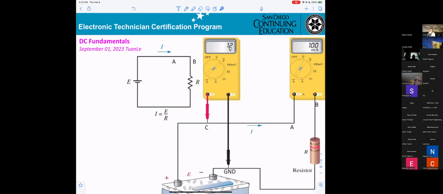But that never happens at work. Working in a company, you never measure the current. Why? When you want to measure the current, you have to break the circuit, and that's not allowed. So normally, if they want the current, they just get the voltage and divide by the resistor to get the current.